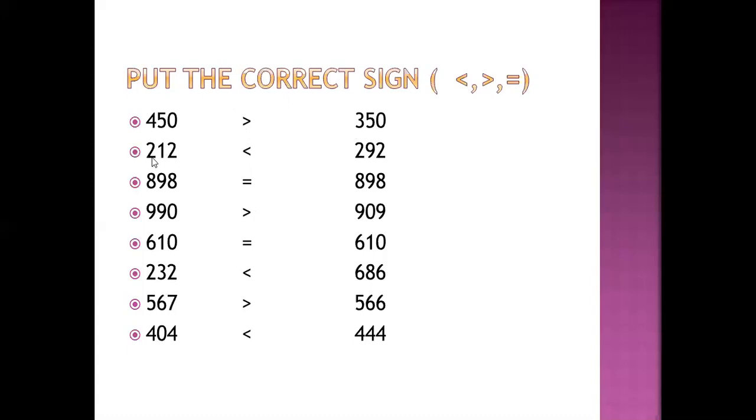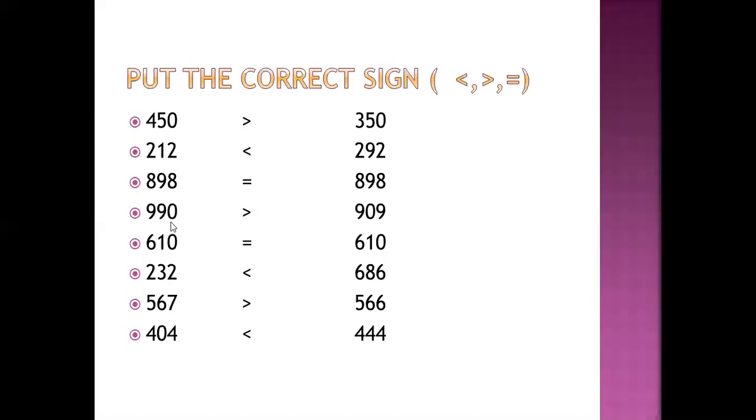and let's go to the next number now, 212 and 292. Here the 10th place is 9 and here it is 1. So the answer is 292, which is the biggest number. So we put the greater sign there. Now 898 on my left hand side and 898 on my right hand side. So these two numbers are equal. So I put an equal to sign.